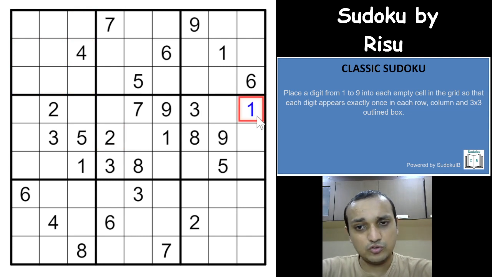I actually solved this Sudoku 2 days ago, and I might not remember the solve path exactly, but I know where the logic is exactly, right?